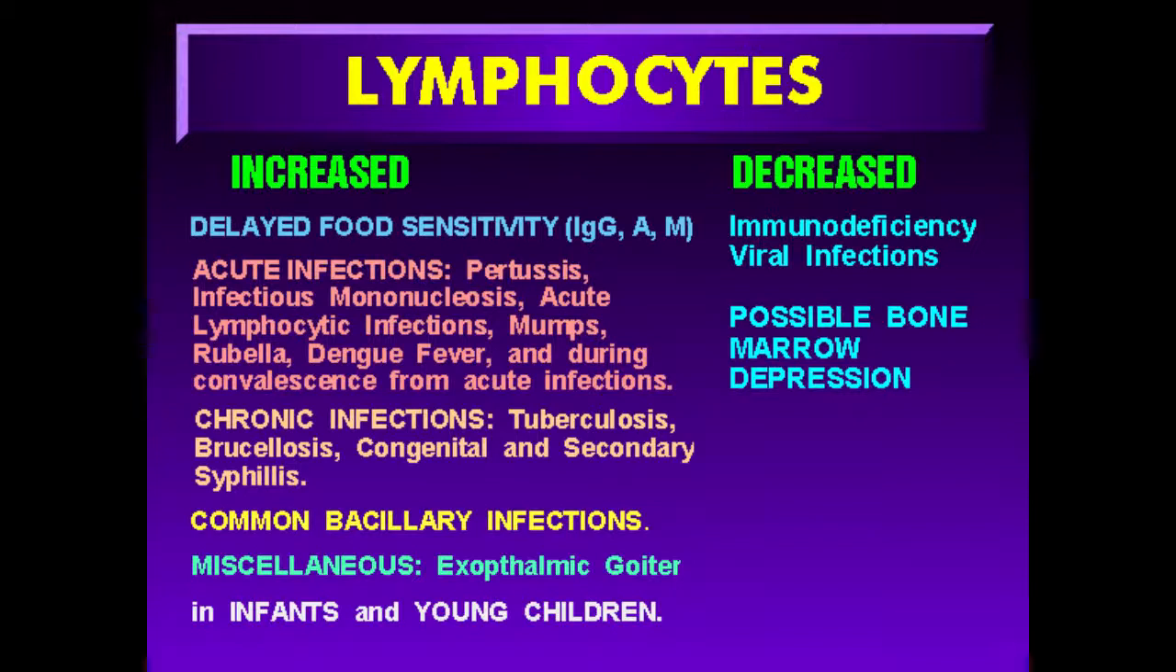Also in many acute and chronic infections, during the state of convalescence from an acute infection, in bacillary infections, exophthalmic goiter, and sometimes in bone marrow depression. Lymphocytes are found decreased in immunodeficiency disorders, viral infections, and especially HIV infections, or AIDS. Low values are normal in infants and young children.